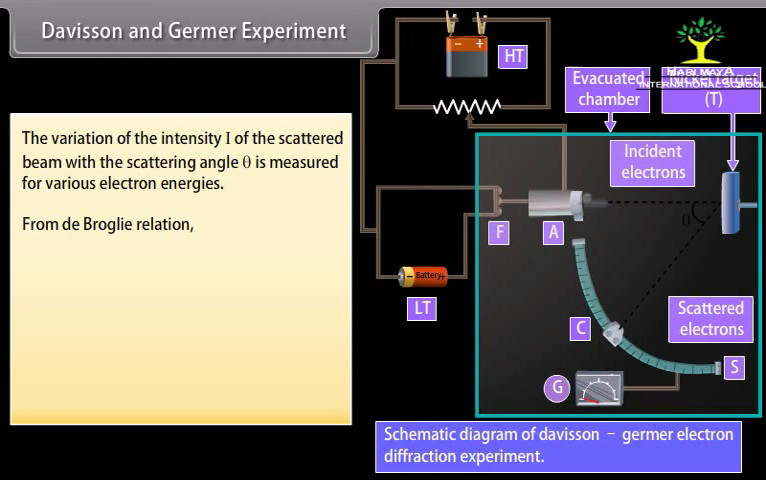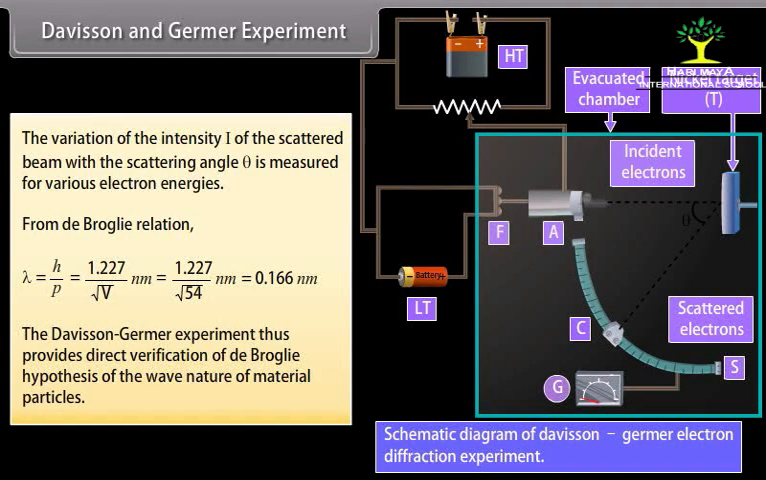For these electrons accelerated through a potential difference of 54 V, lambda = h/p = 1.227/square root of V nanometer = 1.227/square root of 54 nanometer = 0.166 nanometer. The Davisson Germer experiment thus provides direct verification of the de Broglie hypothesis of wave nature of material particles.